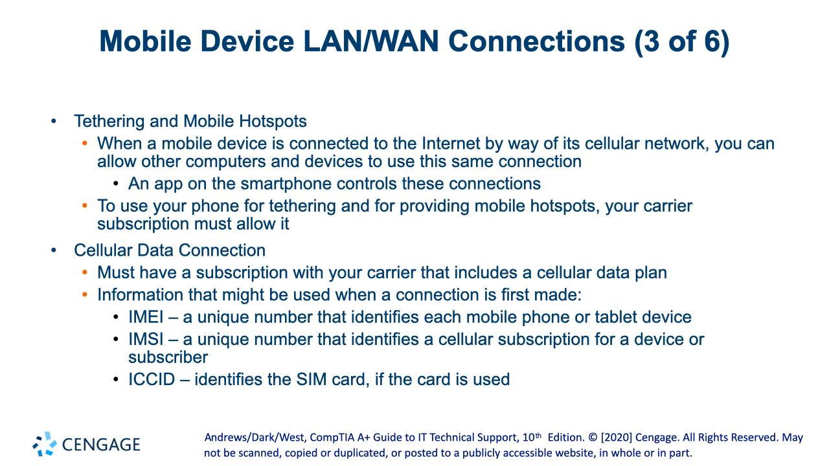There are several unique identifiers that exist on each mobile device, such as IMEI, IMSI, and the ICCID. And these mainly work with your phone carrier, but they help identify the phone and your phone plan and your settings.